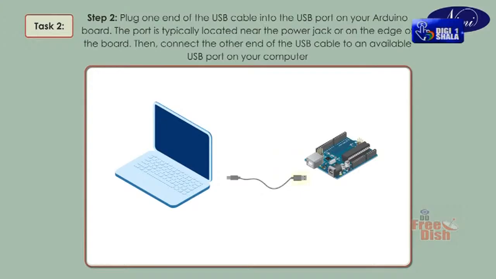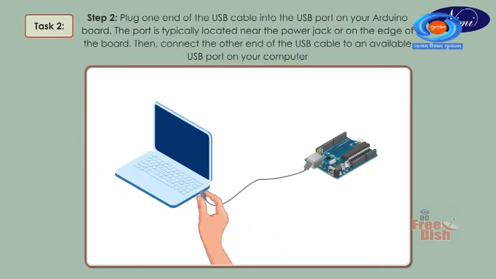Step 2. Plug one end of the USB cable into the USB port on your Arduino board. The port is typically located near the power jack or on the edge of the board. Then connect the other end of the USB cable to an available USB port on your computer.